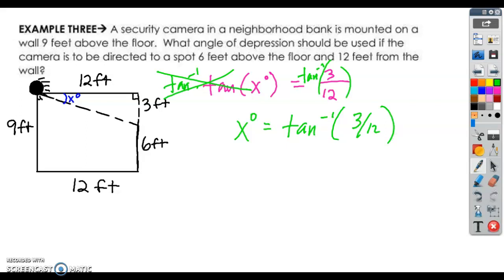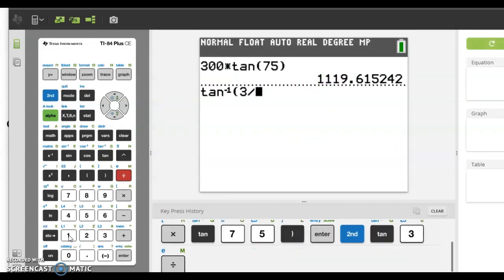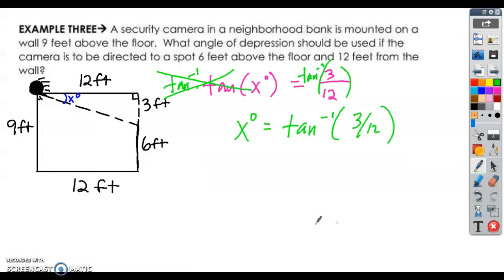And on the calculator, if you do the second inverse, and you can simplify 3 divided by 12, or you cannot simplify it, the calculator will do it either way, it will give you the measure of the angle. And I'm going to write x is approximately, since we had to round, 14.04 degrees. So anytime you're trying to find the measure of an angle, you are using inverse trig.